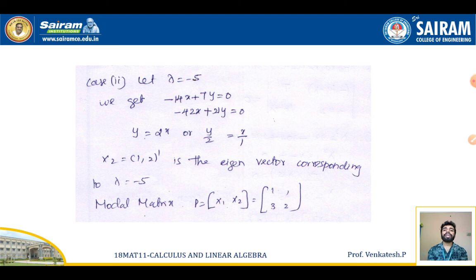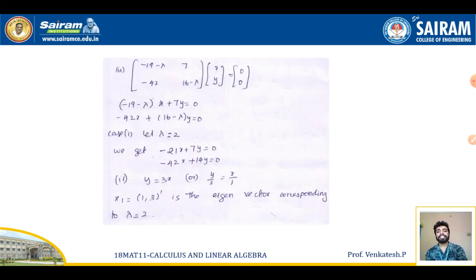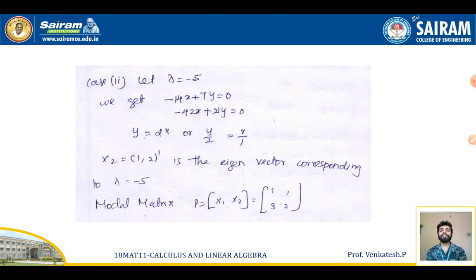So case 2. Case 2 is when lambda is equal to minus 5. I'm going to replace this lambda is equal to minus 5 in the system of equations. After replacing lambda is equal to minus 5, I'll be getting minus 14x plus 7y is equal to 0, minus 42x plus 21y is equal to 0. Same thing again. After simplifying this further, I'll be getting y is equal to 2x, or y by 2 is equal to x by 1. So now from this equation, I can make the next eigenvector, that is, x2 is equal to 1 comma 2 transpose, the eigenvector corresponding to lambda is equal to minus 5.